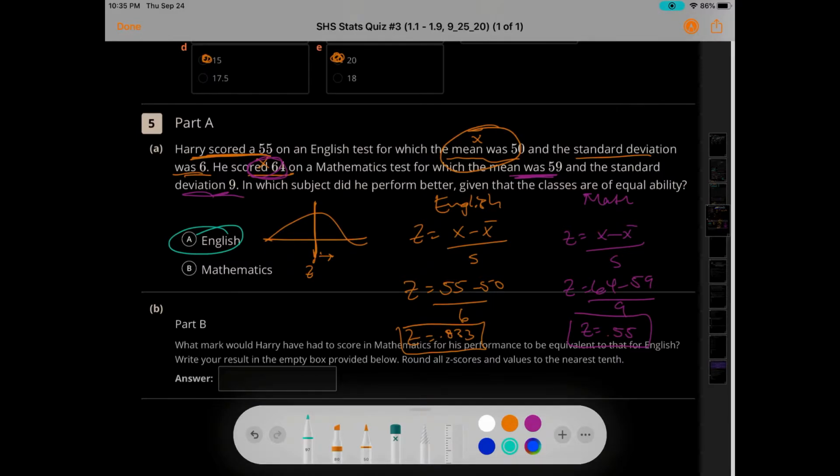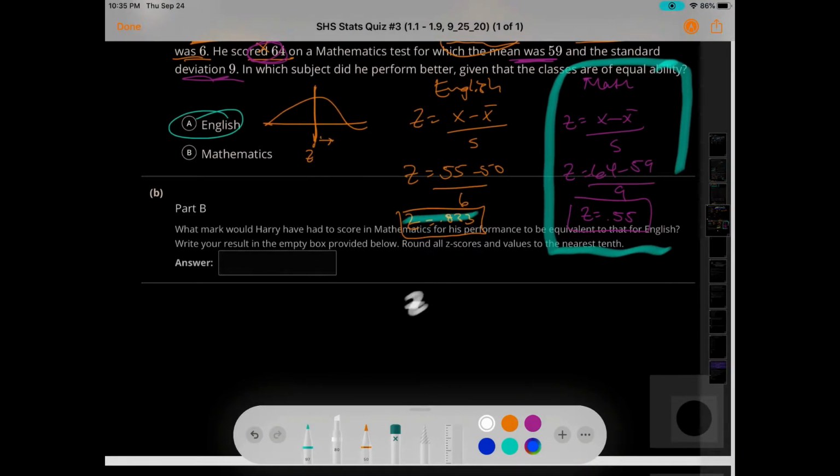Part B. What mark would Harry have to score in mathematics for his performance to be equivalent for the English? So let's highlight this. Looking at this over here, what would Harry have to do to get a z-score of 0.833? So again, I'm going to write the formula. Don't use the highlighter to write. Z equals x minus x bar over s. Okay, so we're saying we want the same standardized score from English, right? We're solving for x. You're taking the same x bar, so you're still using that same value, and the standard deviation is the same.